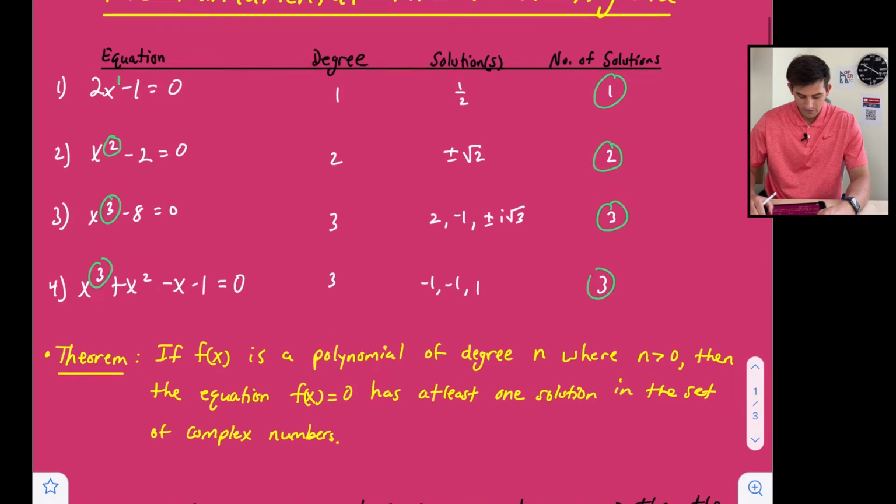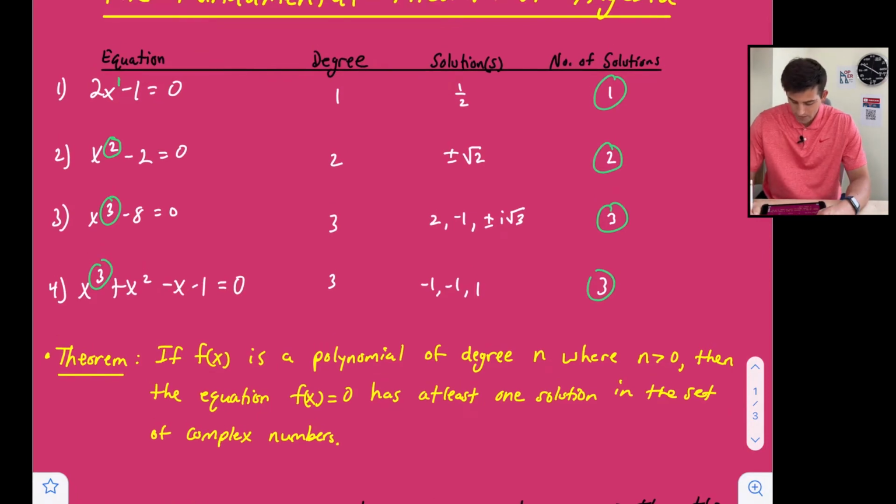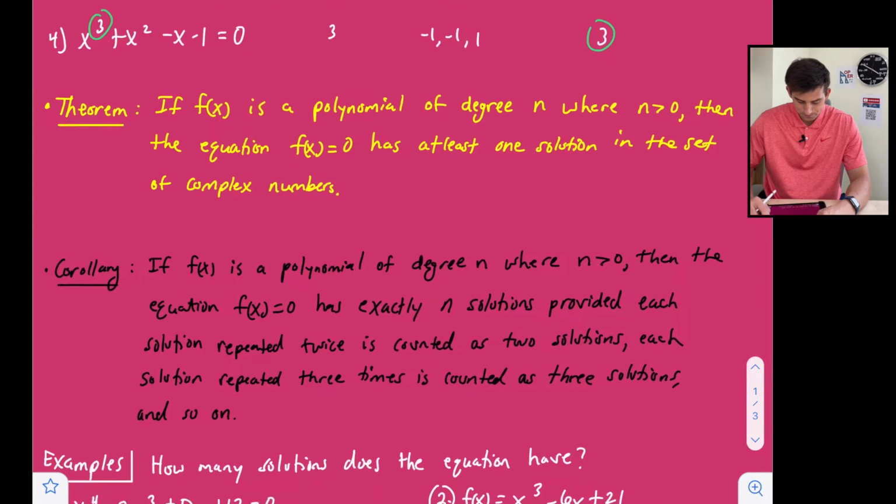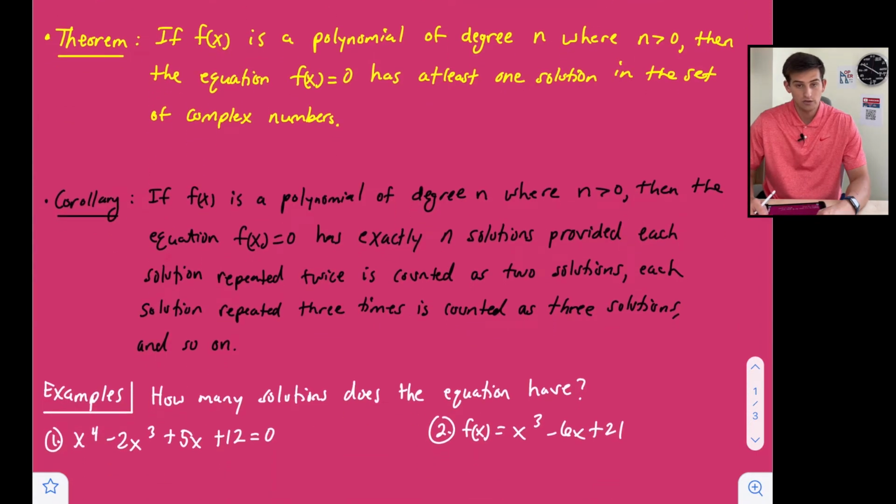It says if f of x is a polynomial of degree n, where n is greater than 0, then the equation f of x equals 0 has at least one solution in the set of complex numbers. We take that theorem and we can find a corollary that states if f of x is a polynomial of degree n where n is greater than 0, then the equation f of x equals 0 has exactly n solutions, provided each solution repeated twice is counted as 2 solutions, each solution repeated 3 times is counted as 3 solutions, and so on.